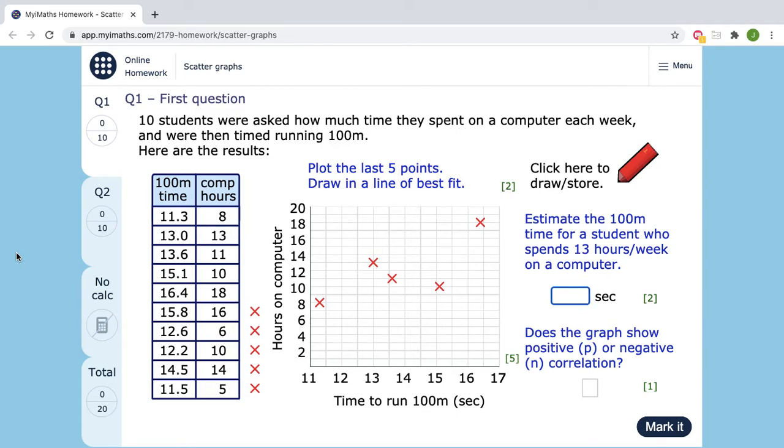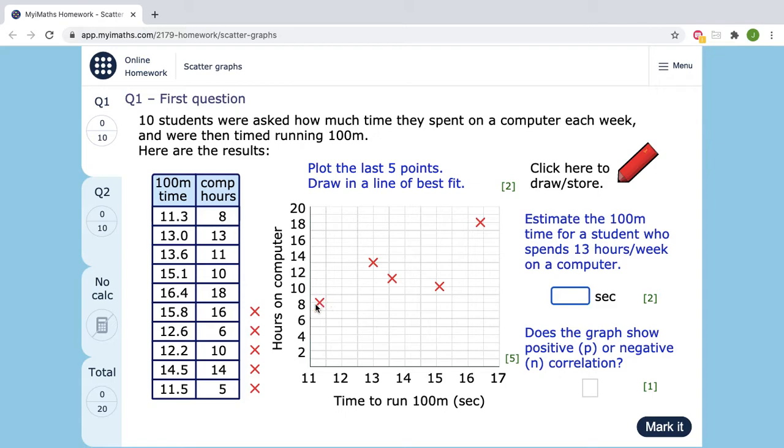Okay, looking at the MyiMaths exercise on scatter graphs. The first question says 10 students were asked how much time they spend on a computer each week and were then timed running 100 meters. Plot the last 5 points, drawing a line of best fit.